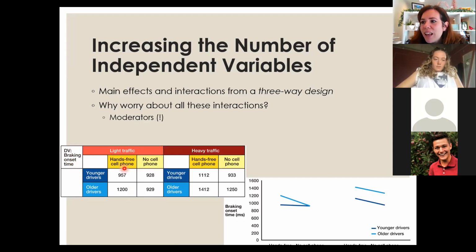So we see in light traffic, they're much faster at braking, right? Regardless of age. You see the same thing, older, they're just much faster than if there's heavy traffic. So that's the first difference. Second difference is they are faster in all cells if there's no cell phone versus having a cell phone. And then the third thing that you can notice is that on all of these categories, although this one here is real close, most of them, younger drivers are faster at braking than older drivers. Okay, do you see how I was able to quickly glance at the table and explain away the results? That's my goal, is that you guys can do that if you're seeing a research article.